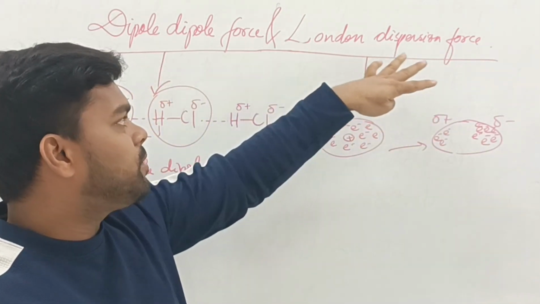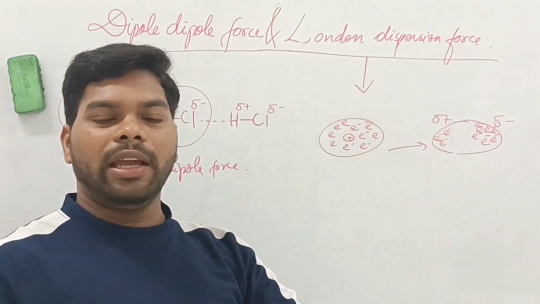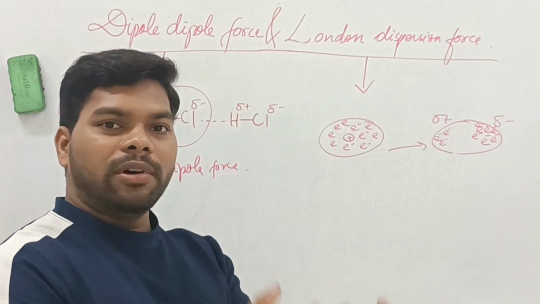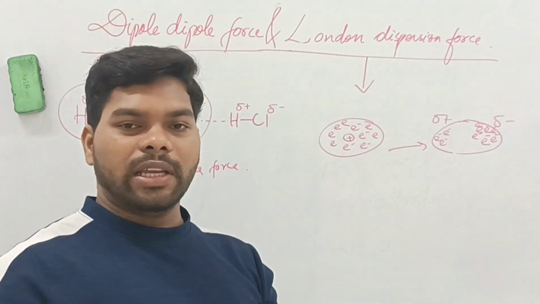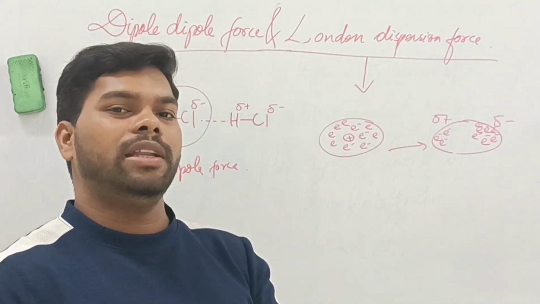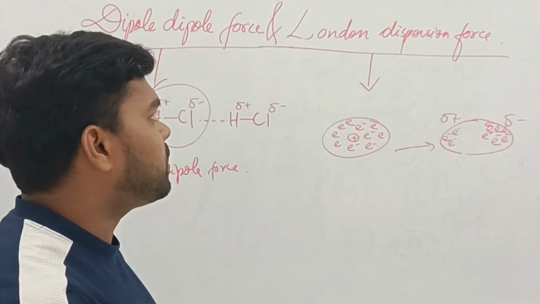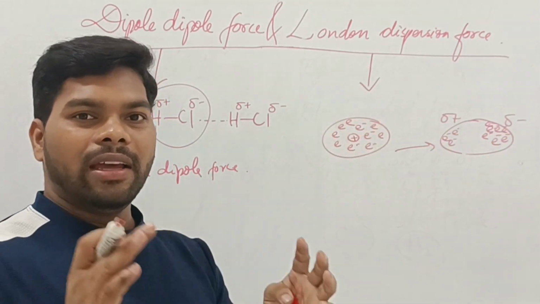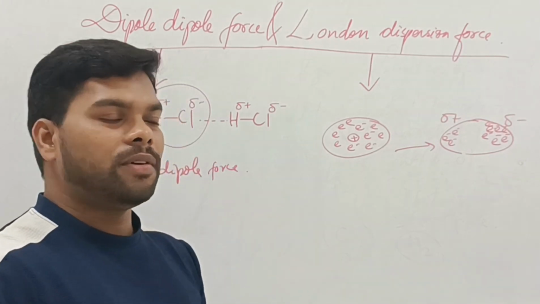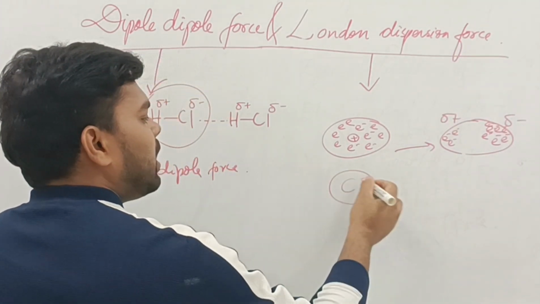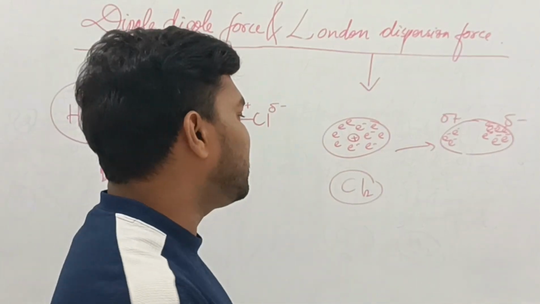So London dispersion force is actually a hypothetical force. For a fraction of time, the dipole is created, the positive charge and negative charge are created. It's an imaginary force, or an imaginary dispersion force, you can say. Similarly, we have chlorine molecules. There are many molecules of chlorine gas.